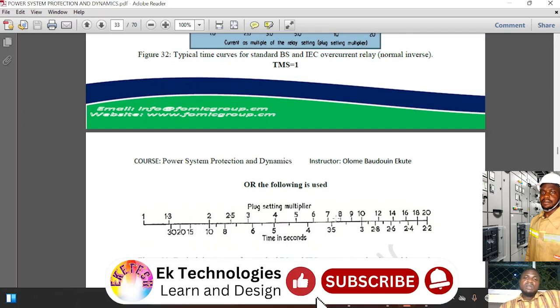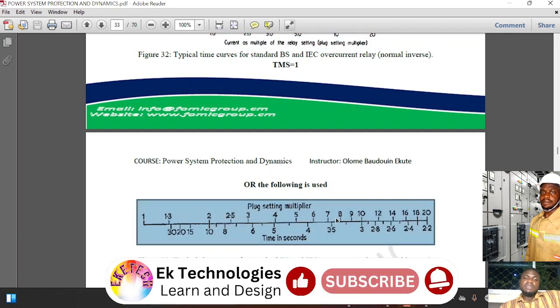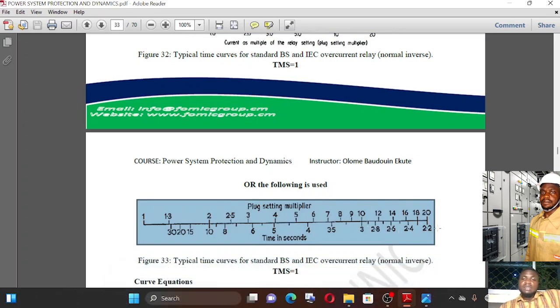Okay, this inverse curve as well can be represented on a logarithmic scale as such. So instead of giving you that inverse curve, a logarithmic scale can be given to you. It's still the same, but now this logarithmic scale is for a time multiplier setting of 1. So if, for example, you're using a different time multiplier setting of, let's say, 0.6 or 0.3, but you're given a scale for a time multiplier setting of 1, it is still useful.